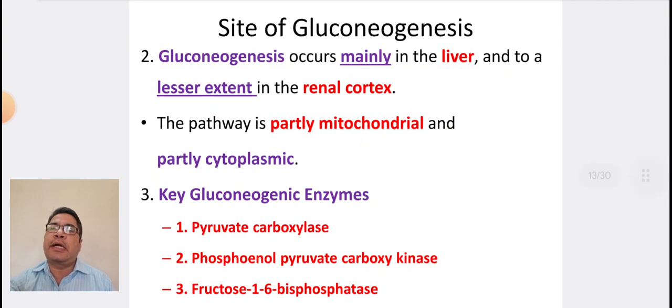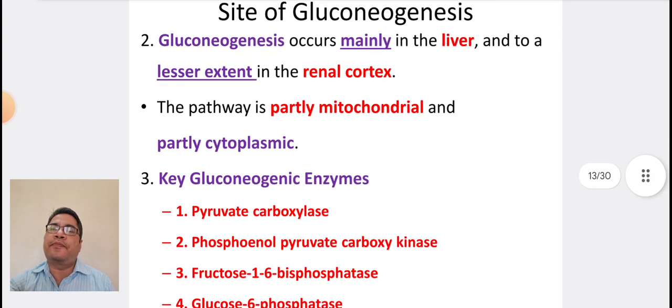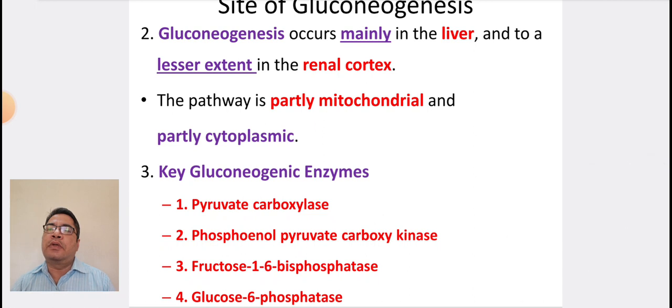Coming to the site of gluconeogenesis. Gluconeogenesis occurs mainly in the liver and to a lesser extent in the renal cortex. The pathway is partly mitochondrial and partly cytoplasmic. Key gluconeogenic enzymes are pyruvate carboxylase, phosphoenol pyruvate carboxykinase, fructose 1,6-bisphosphatase, and glucose 6-phosphatase.